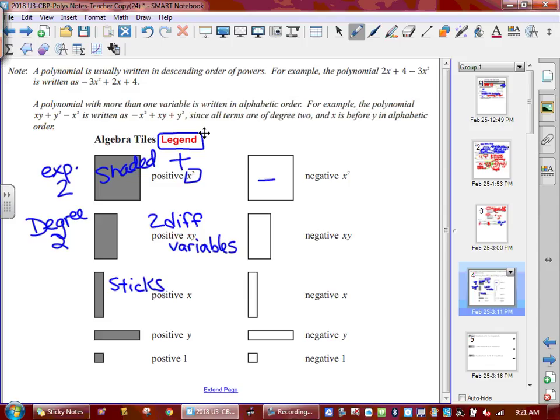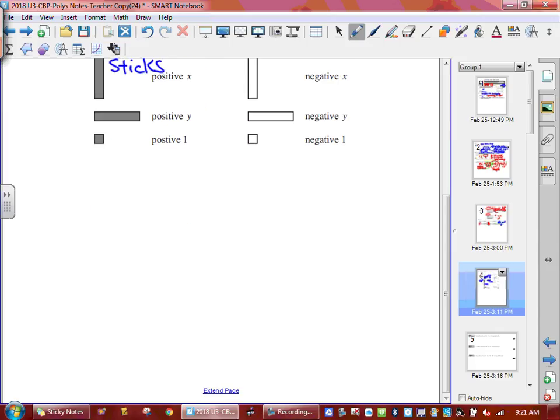These are the guys that are the lonely ones. So these guys are constants. Okay, tiny baby squares are the constants. Okay. So we're going to look at starting to draw some of these and what they look like when they're drawn.